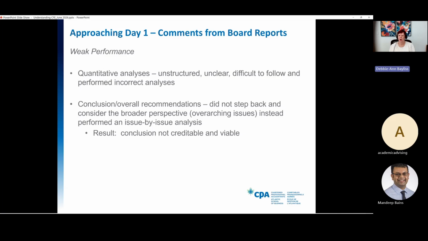Okay, what are those overarching issues? How much capital do they have? How do we prioritize? And so what happened is, if you do not consider overarching issues, if you do not consider supply and there's a supply constraint, you haven't considered it, and your overall recommendations end up exceeding that supply. You would end up, unfortunately, failing day one because your recommendation is not credible, nor is it viable.